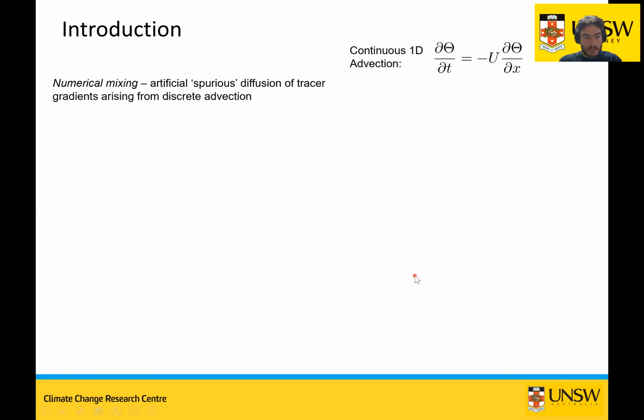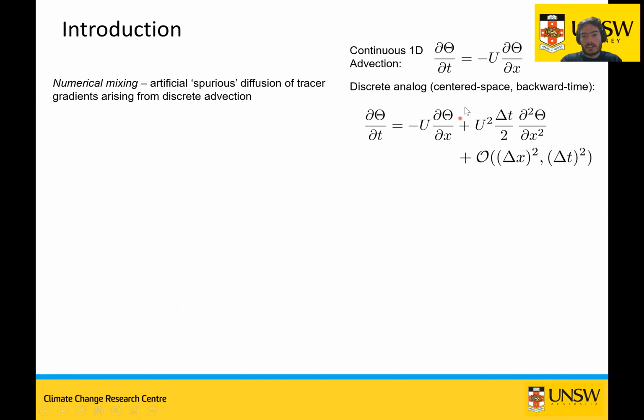Okay, so just a brief introduction. What is numerical mixing? I define it here as the artificial or spurious diffusion of tracer gradients arising from discrete advection. If we have a really simple example, a continuous one-dimensional advection equation for a tracer theta, with velocity u in the x direction, and we discretize that equation using a very simple centered in space, backward in time, finite difference, and do a Taylor series expansion, we figure out that the equation that we're actually solving is this one, where the leading error truncation term is a diffusion term. So this is numerical diffusion.